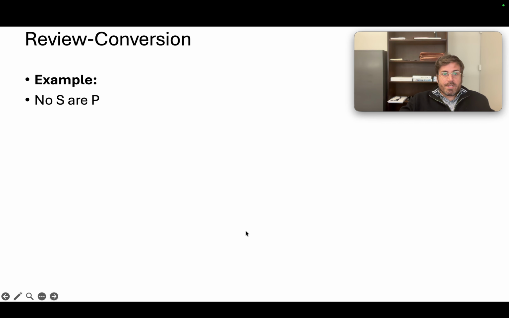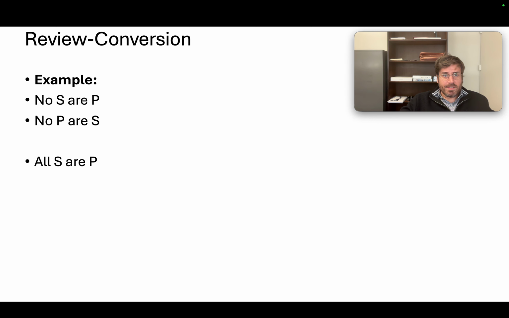So let's look at some examples. No SRP. This is an E claim, right? The E claim gets converted to no PRS for any content in the world. I want to be clear about that. The great thing about these moves is they really are generalizable across content. As long as the form is taking the structure of a universal negative, we can make that immediate inference.